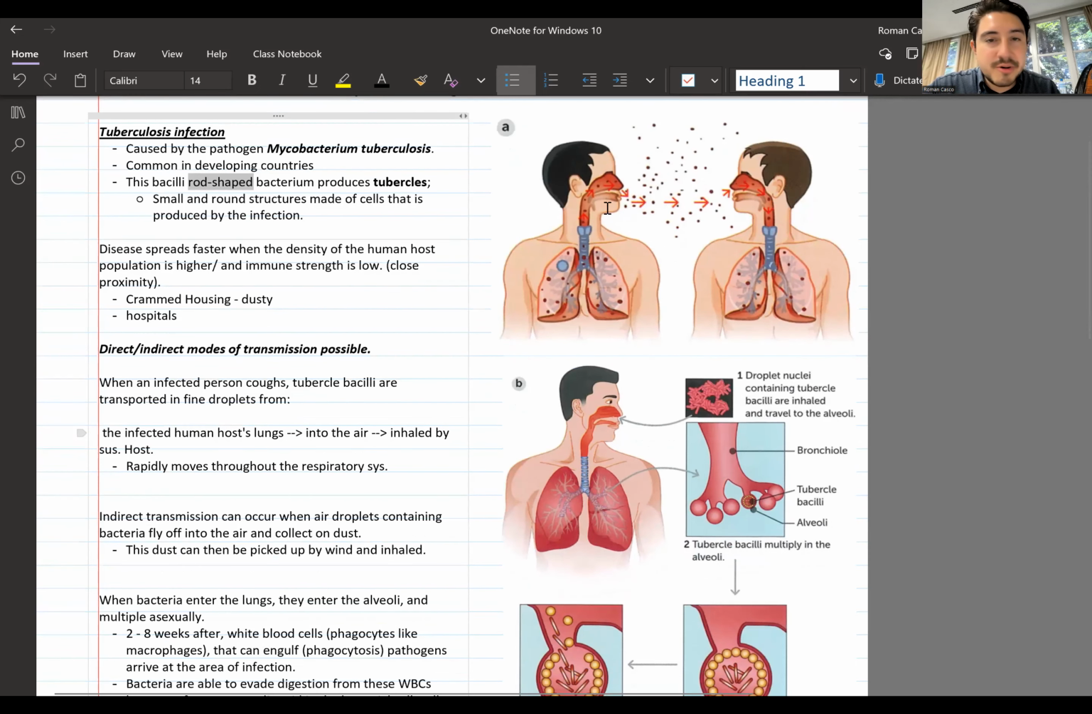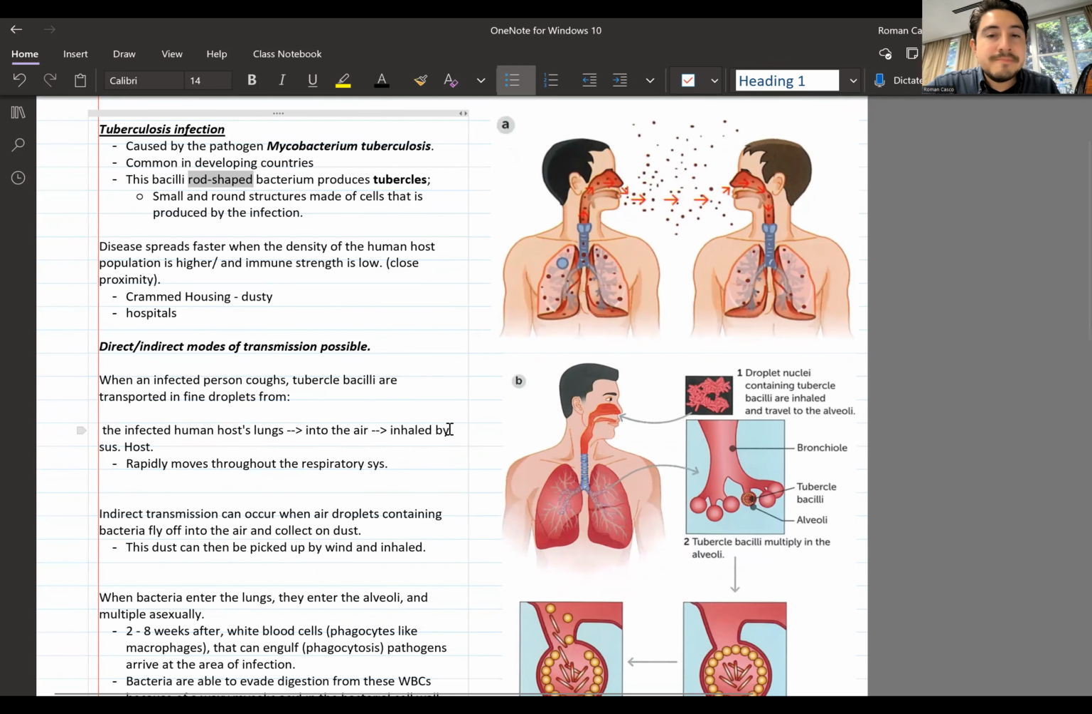As you can see here, if a person is coughing, you have these little tubercles, these little structures. They're inside these very tiny droplets of water flying in the air. A person inhales these little droplets, they get infected. As you can see here, you have these little spots. They get liberated through a sneeze or a cough. Somebody else inhales it. If they're in close proximity, they get their lungs infected.